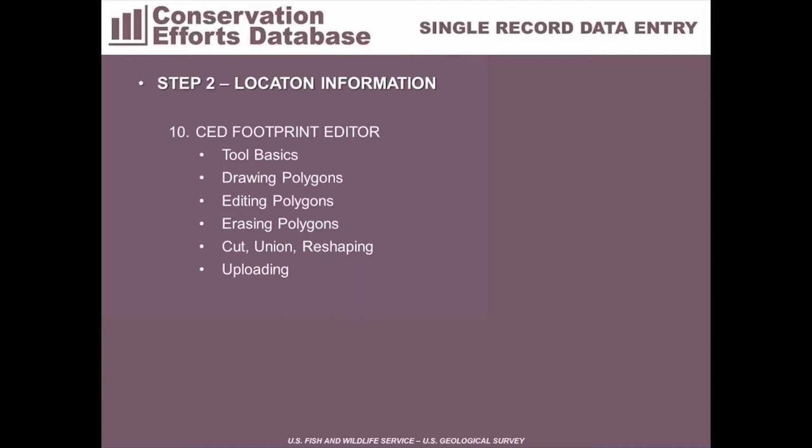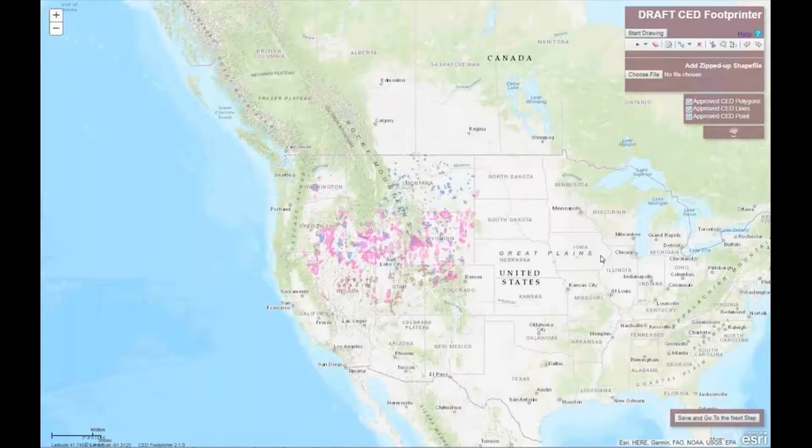So I've said the word polygons quite a bit. That could be also said as a conservation effort boundary or an area. So one thing to note is we are no longer entering in points or lines. We are only going to represent conservation effort areas represented by what we call polygons. Now I'll cut over to the live demo.